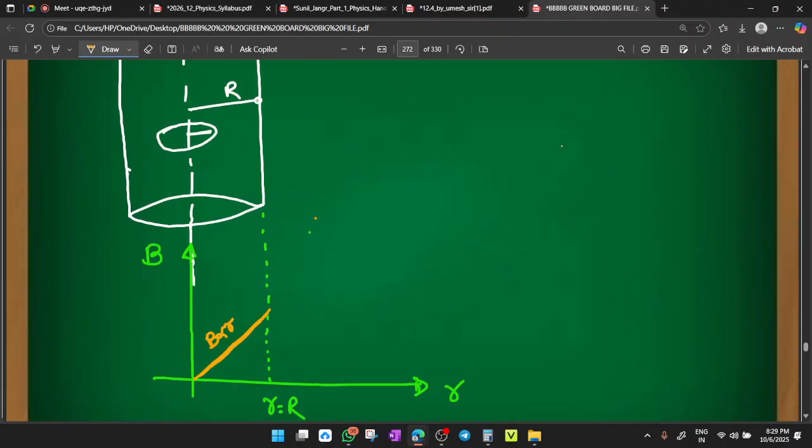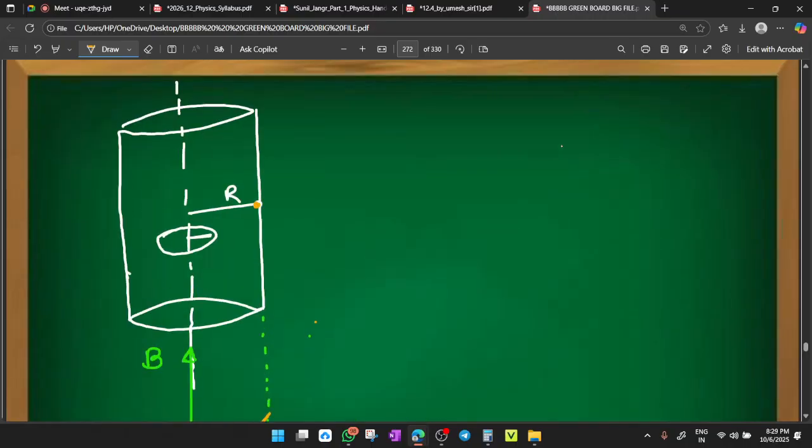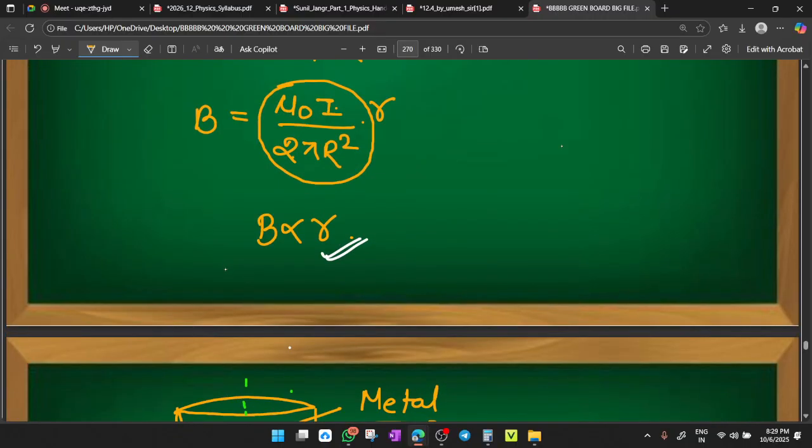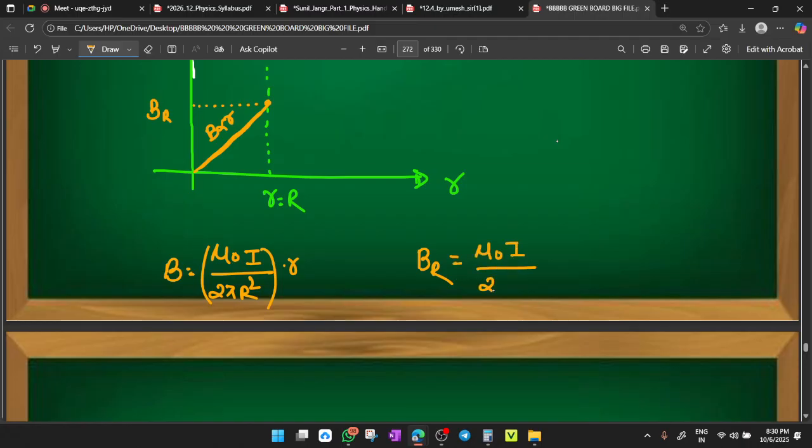Inside the radius for the given conductor, B equals mu naught, what I have derived here, check here once again, mu naught I upon 2 pi R square into r. This whole is a constant into small r. And on the circumference, B is maximum, at B R. So B R was mu naught I upon 2 pi capital R. Clear?